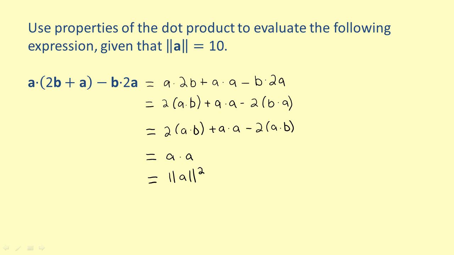Finally, we substitute 10 for the magnitude and simplify the result. So, the expression is equal to 100.